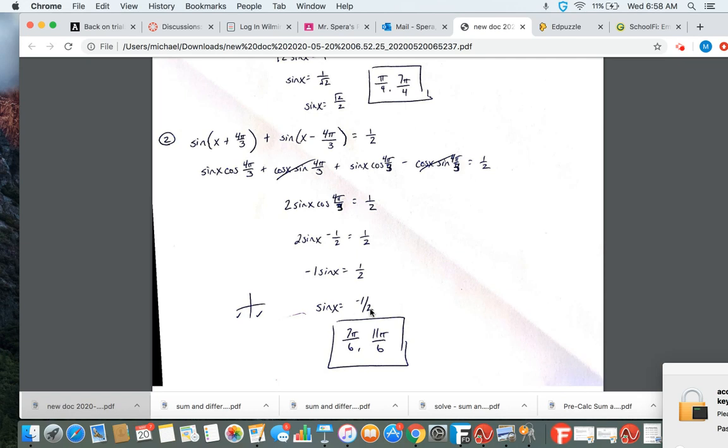All right, so which two angles have a y value of negative 1/2? Well, the reference angle would be pi over 6. But I got this one right because sine is negative in quadrants 3 and 4. So in 3 we have 7 pi over 6, and in 4 we have 11 pi over 6.